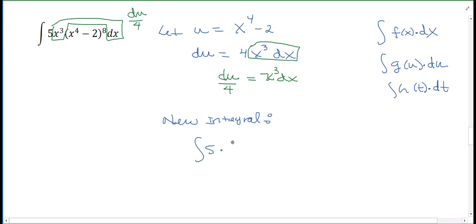So you want to make sure that when you make that substitution, your differential is at the end. So I'm going to have x to the fourth minus 2, that's what we call u, so it'll be u to the eighth. And then x cubed dx is equal to du over 4. So that would be du over 4. And so I can then pull the constants together. So 5/4 u to the 8th du.